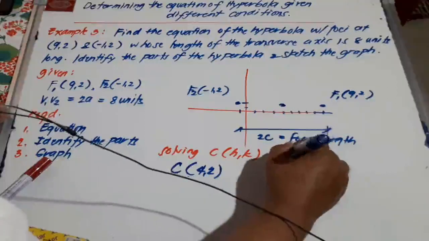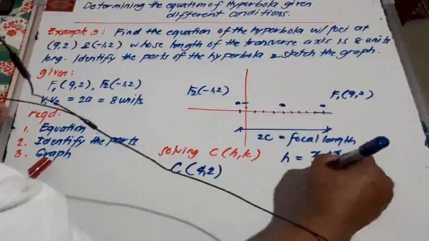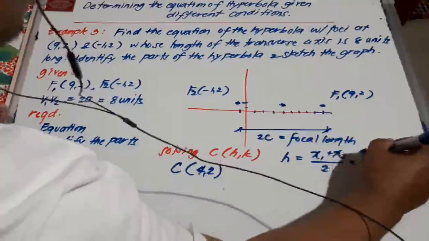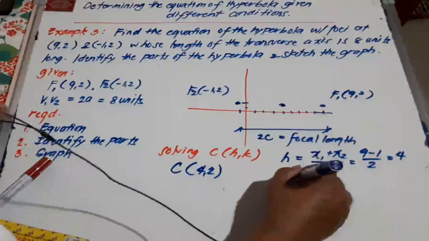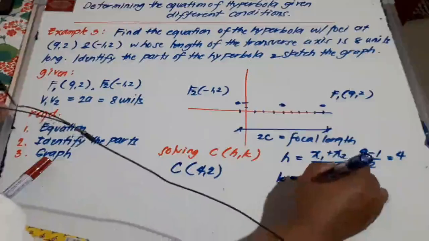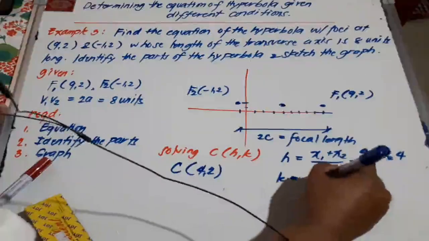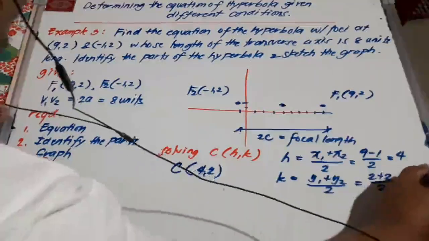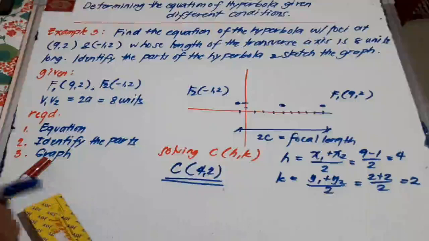So, we have h equals x sub 1 plus x sub 2 over 2. Our x sub 1 is 9 plus, 9 plus (-1), divided by 2. So, that will be 4. For the k, the sum of the ordinates divided by 2. y sub 1 plus y sub 2 over 2. That is 2 plus 2 over 2, that is equal to 2. So, therefore, our answer is correct. The location of the center of this hyperbola is at (4, 2).